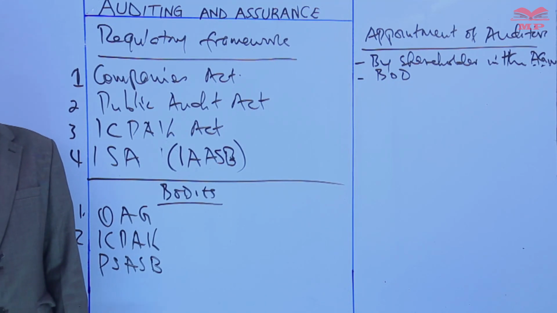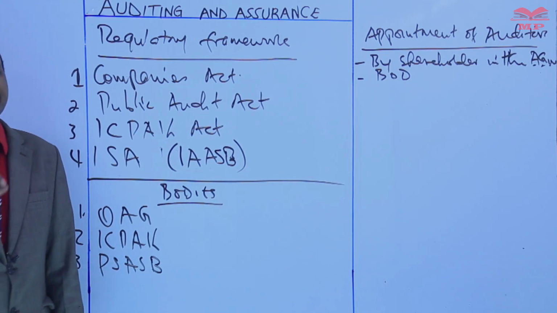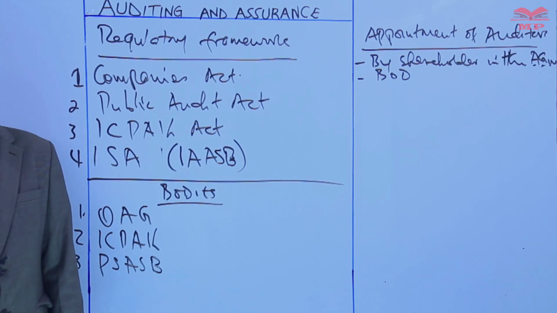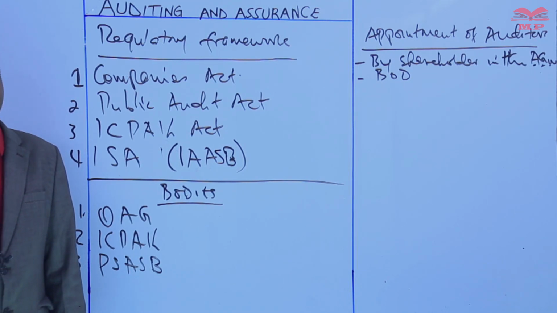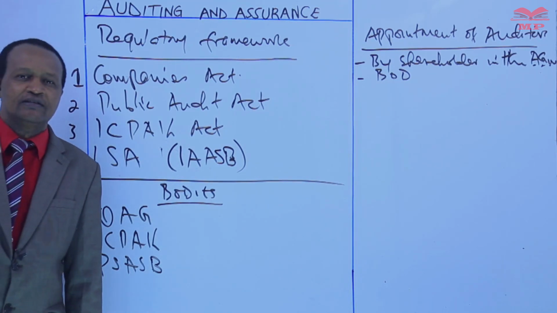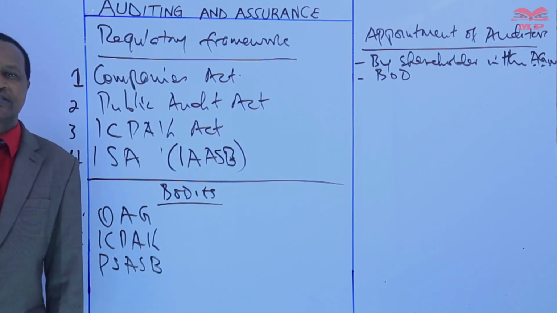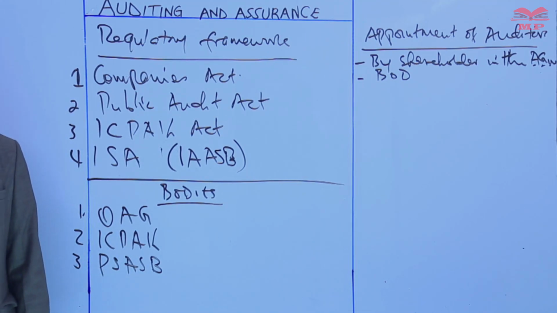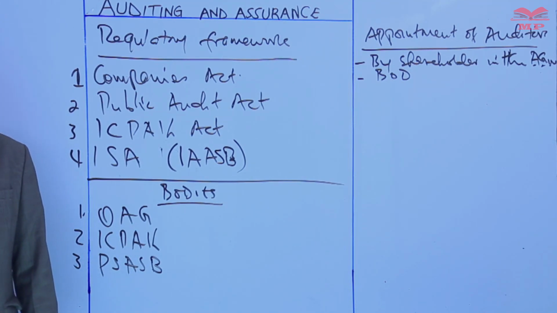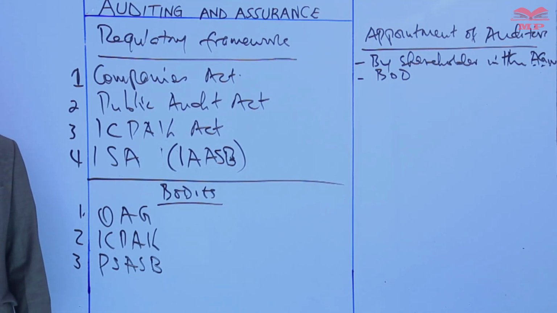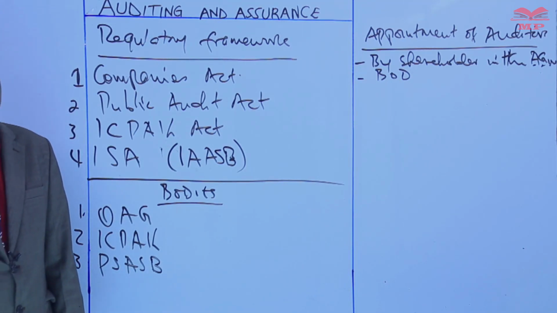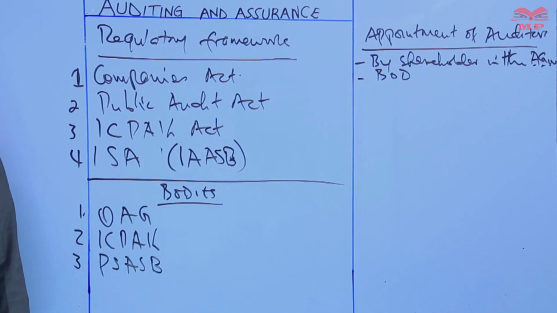The Act also sets out the appointment of an auditor by the company's directors. And there is what we call eligibility criteria for individuals or firms to be appointed as auditors. So those who are appointed must be qualified and registered with the Institute of Certified Public Accountants in Kenya. You understand? There is what we call eligibility criteria.